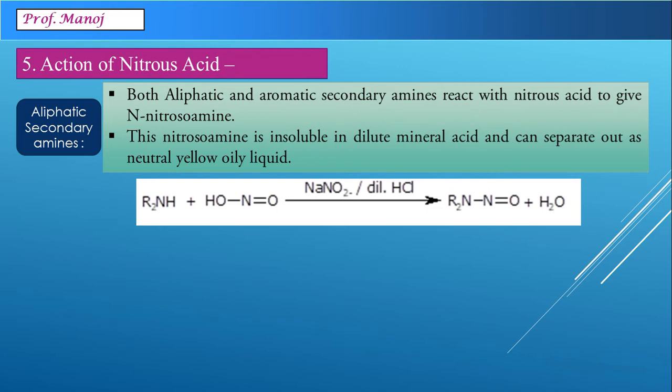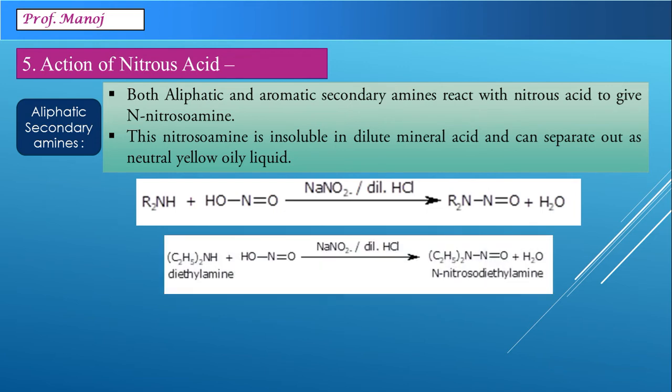Nitroso functional group is N double bond O. One example is written here where we have diethylamine. So the name of the product becomes N-nitroso diethylamine, or in IUPAC system it becomes N-nitroso diethanamine.